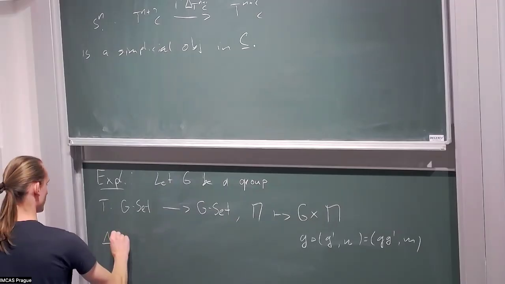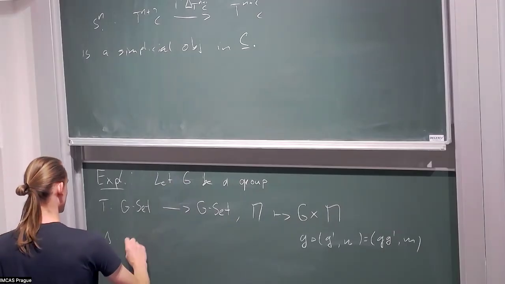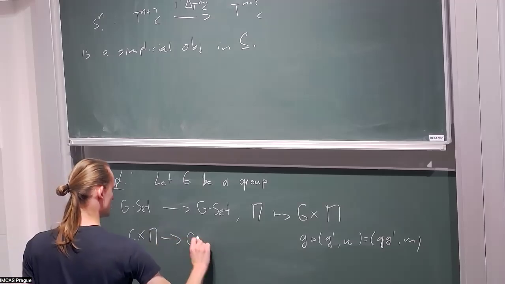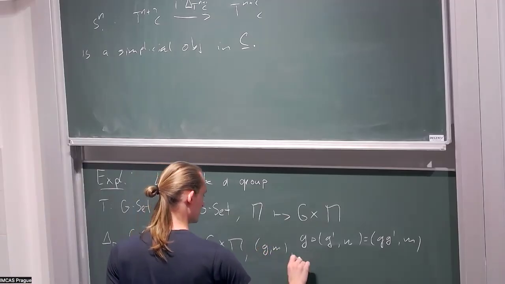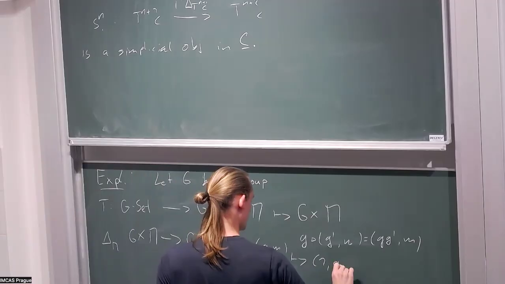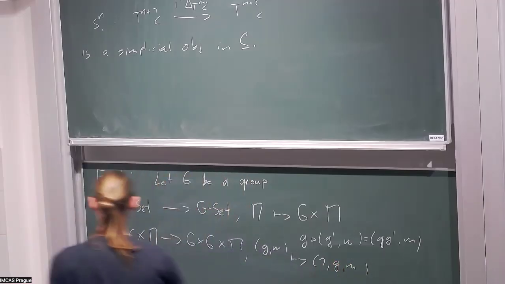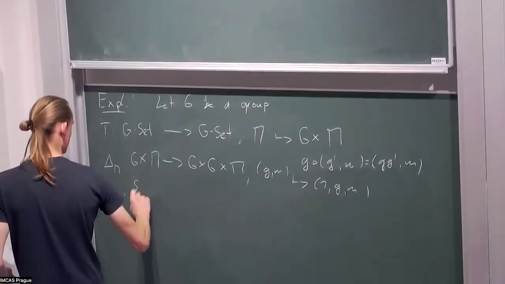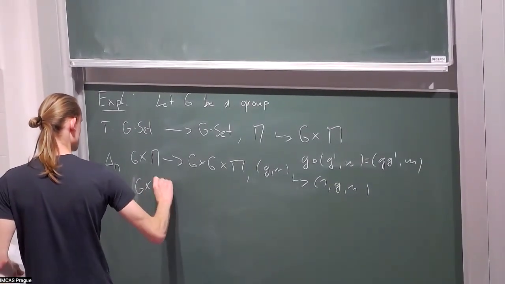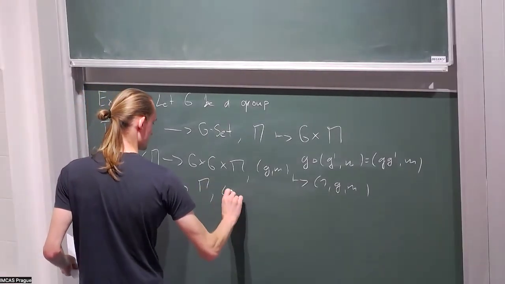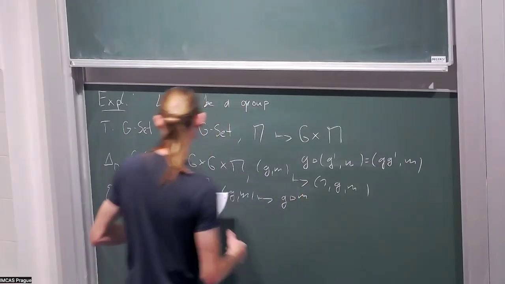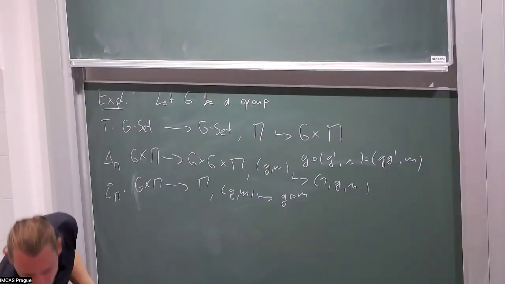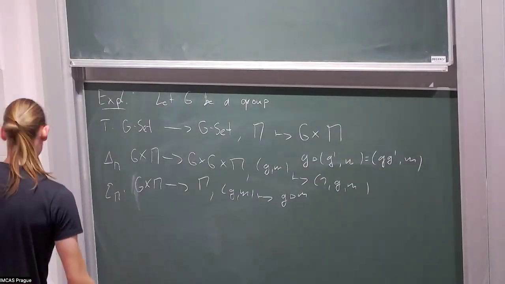With this comonad structure, if you want, delta from G M to G G M just sends (g, m) to this guy, inserting a 1, and epsilon M is given by the action. Any time left? Oh, okay. Two more minutes should be enough.